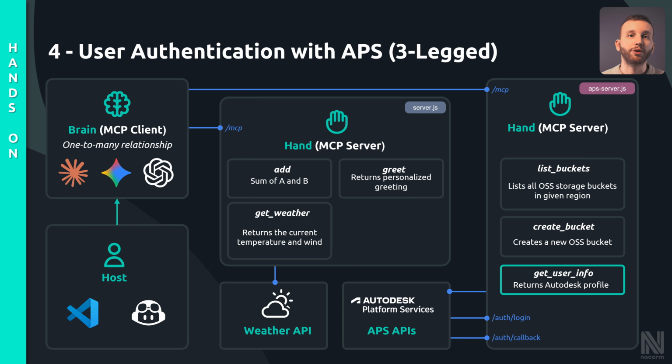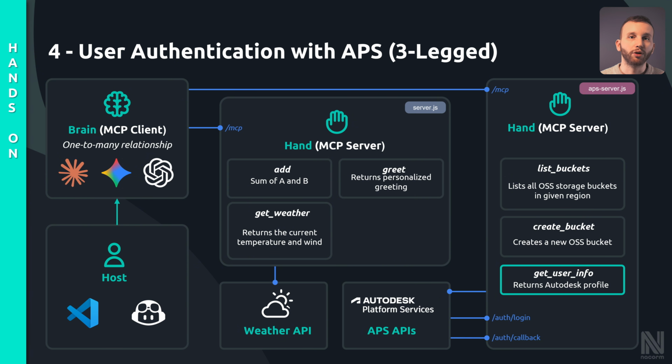The key concept is 3-legged OAuth. Unlike 2-legged, where the app authenticates itself, 3-legged puts the user in the flow. The user opens a login URL in their browser, signs in with their Autodesk account, and the server receives a token scoped to that specific user's permissions.